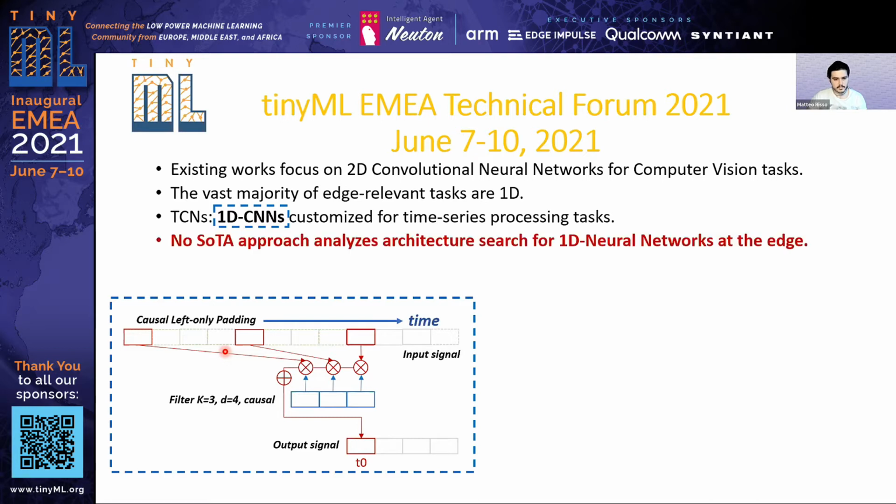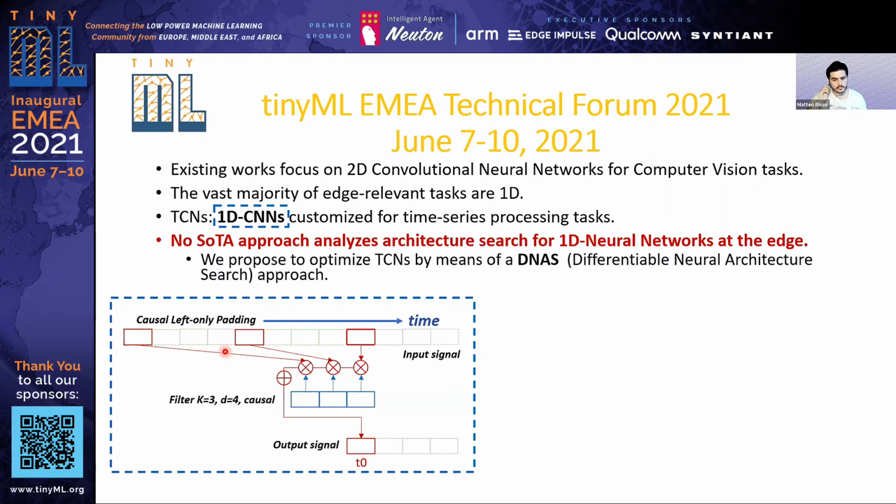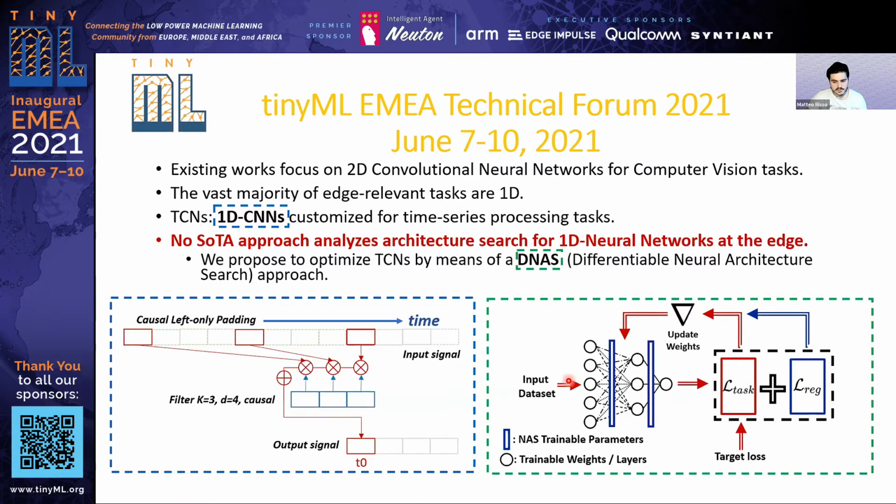Moreover, no state-of-the-art approach analyzes architecture search for unidimensional neural networks at the edge, and for this reason, we propose an approach based on differentiable neural architecture search, DNAS. Here, the basic DNAS flow is shown. In a few words, in the same training loop, we are able to train normal weights as well as some additional parameters which encode different architectural configurations.